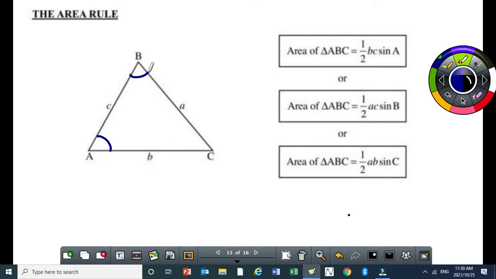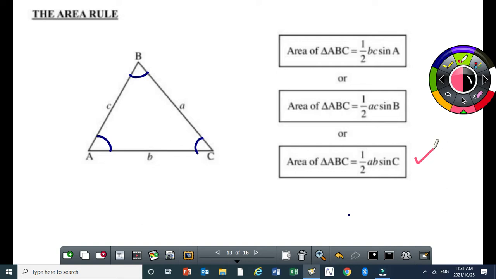If you are given angle C, it means the length of BC must be given, and the length of AC must also be given. The formula becomes half AB sine C. Generally, you are going to see me writing it like that, half AB sine C. But you need to know that it can also be written as half BC sine A, or half AC sine B. This is very easy.